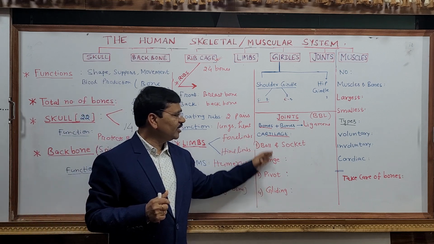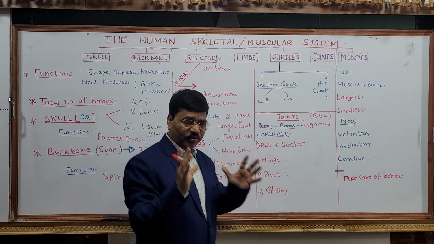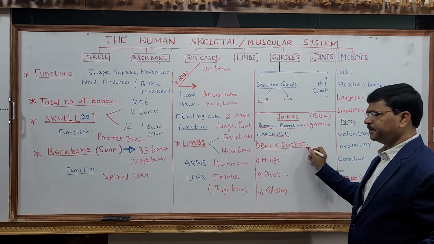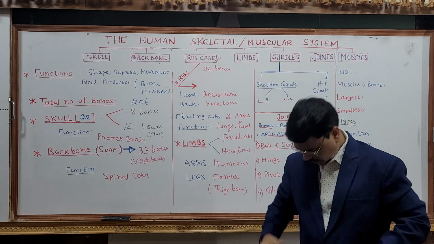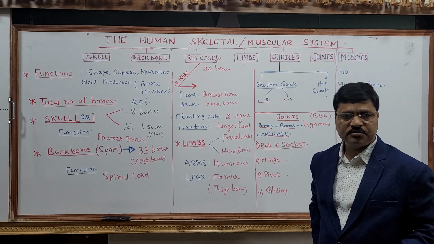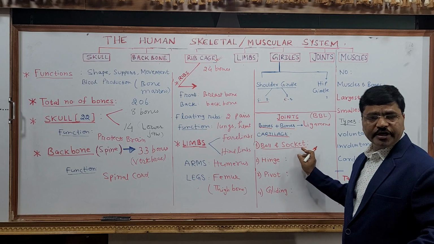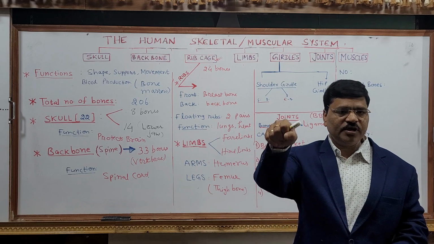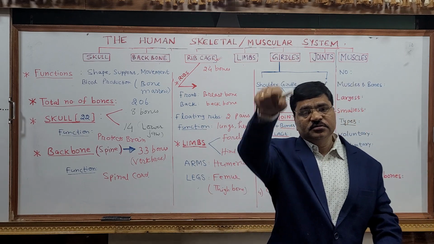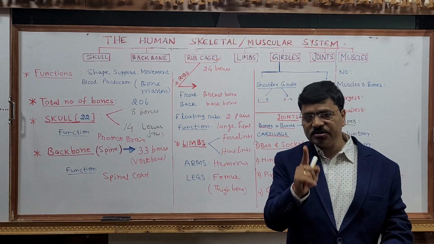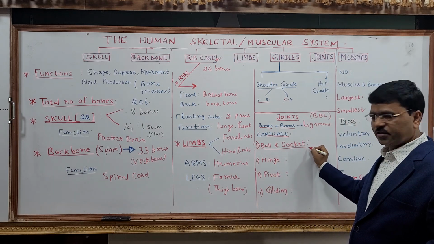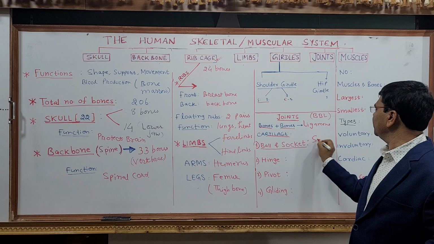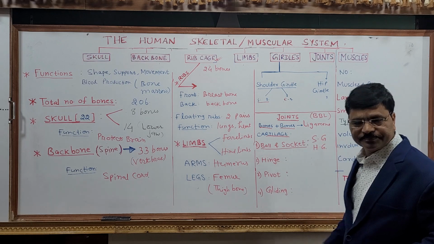Now let us discuss different kinds of joints which are found in the body. In our body altogether there are 4 types of joints. One is the ball and socket joint. It is present here, and also in the girdle part. Ball and socket joint allows the bones to move in all directions like this. You are able to move your hand in all directions due to this ball and socket joint. So I can say that ball and socket joint is found in the shoulder girdle and hip girdle.